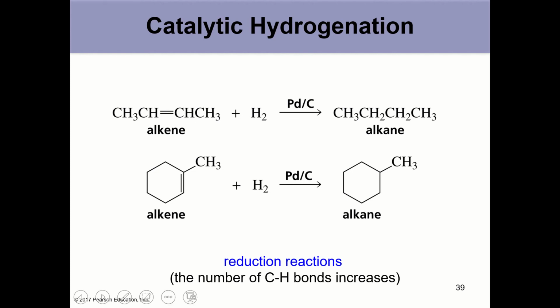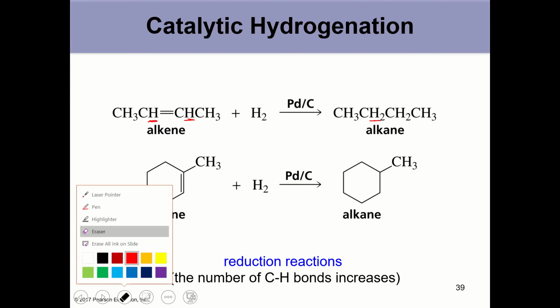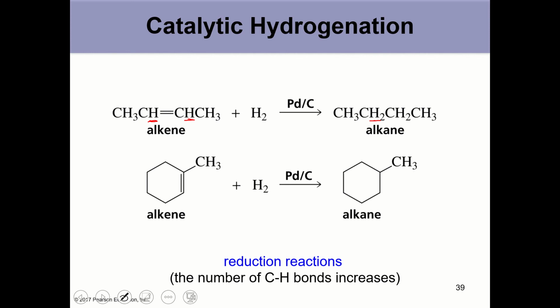so that we go from 1 hydrogen at the vinyl carbon to 2 hydrogens at the vinyl carbon. And we'll be covering this again in chapter 6, which focuses on reactions. These are reduction reactions. The number of carbon to hydrogen bonds increases in a reduction reaction.